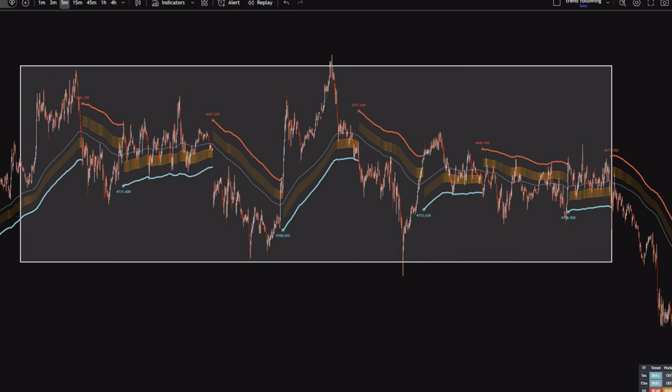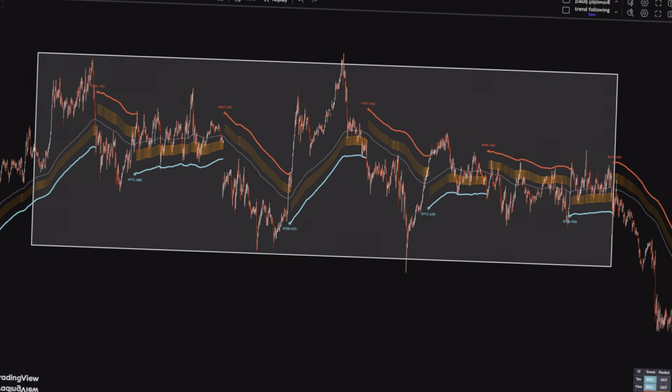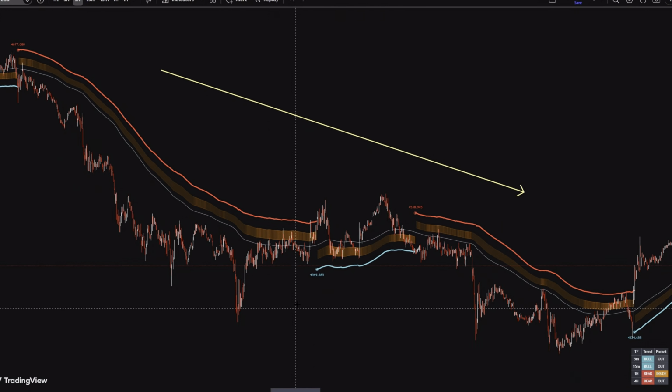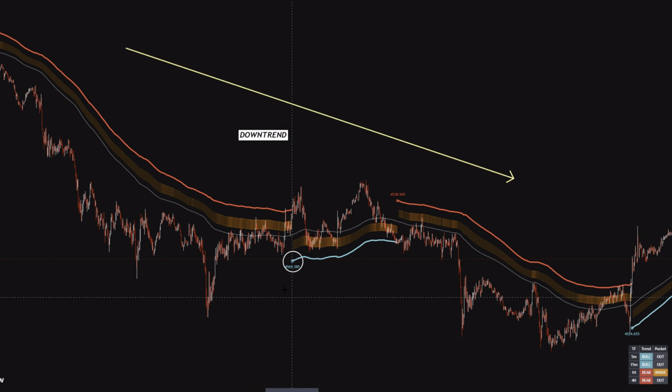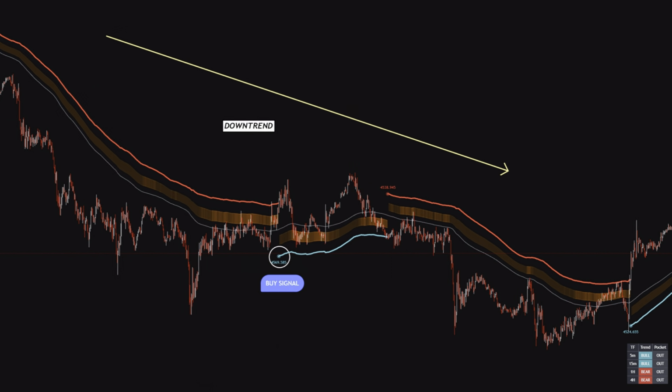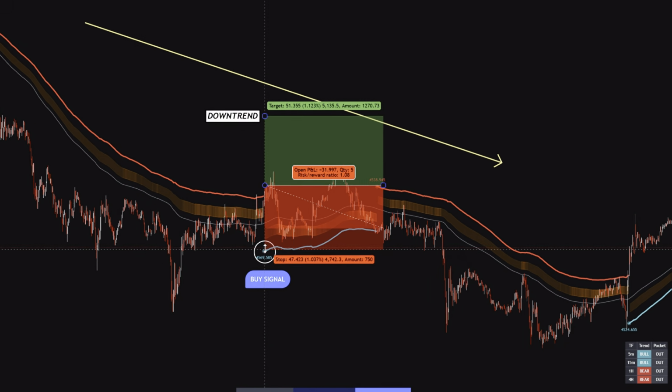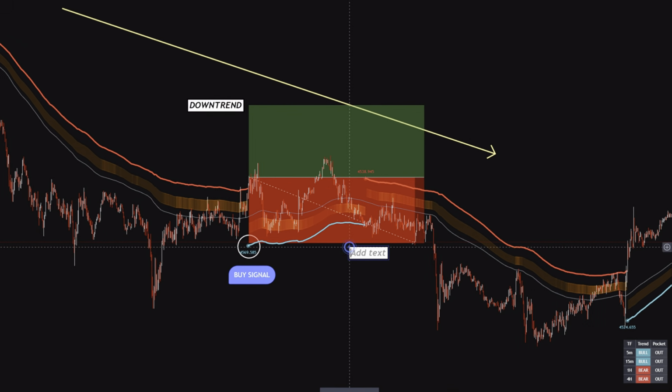Let me show you another example on the same 5-minute gold chart. The trend is clearly down, lower lows, lower highs. But what does the indicator do? It generates a buy signal. If you trade using this buy signal, it will definitely lead to losses. So what should we do?